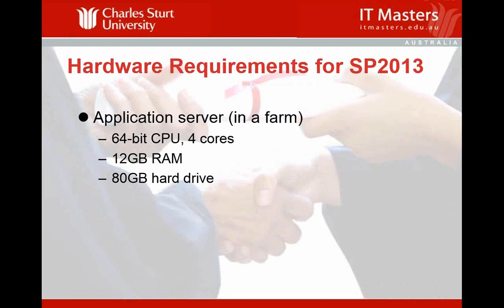If you're going to be looking at deploying out to a farm, again, it's going to depend on how many users you've got. But generally speaking, a server at a minimum is going to need 12 gig of RAM to be a server in a farm that's going to be serving up some services.